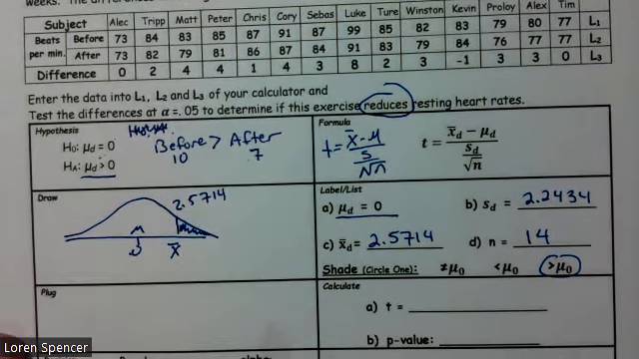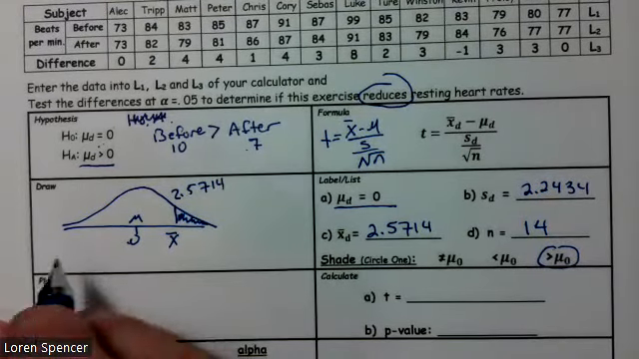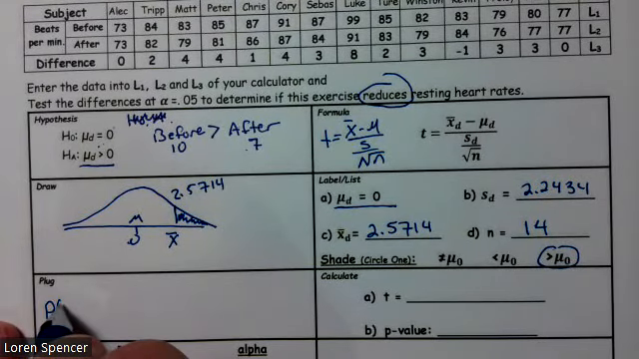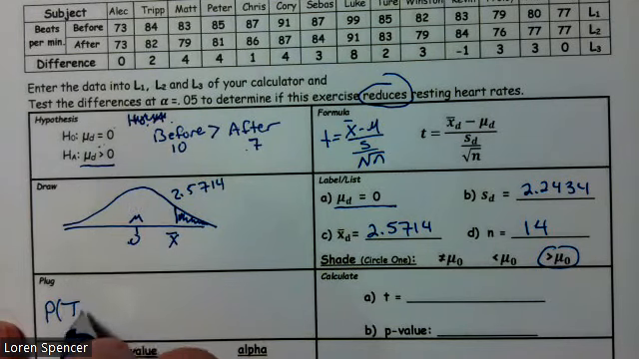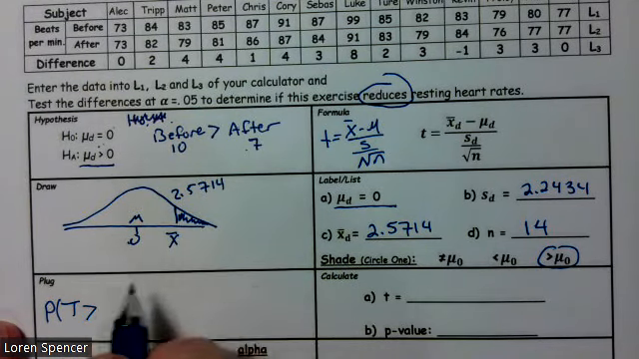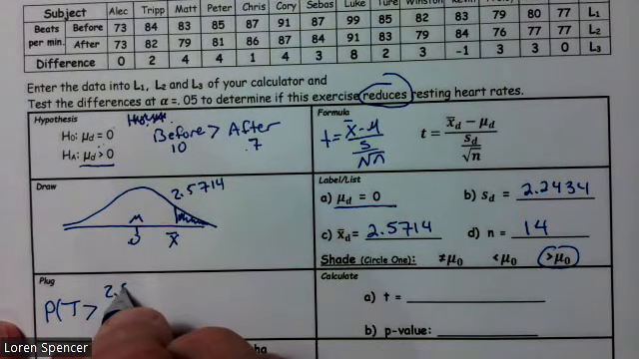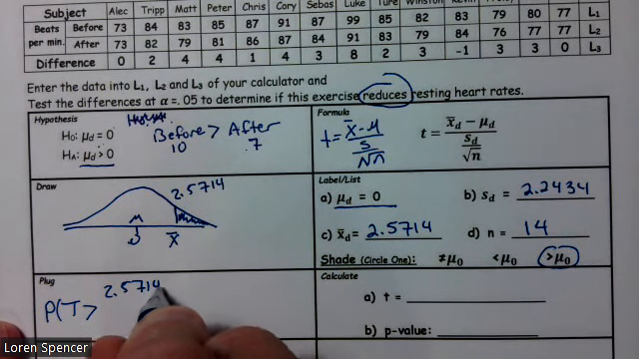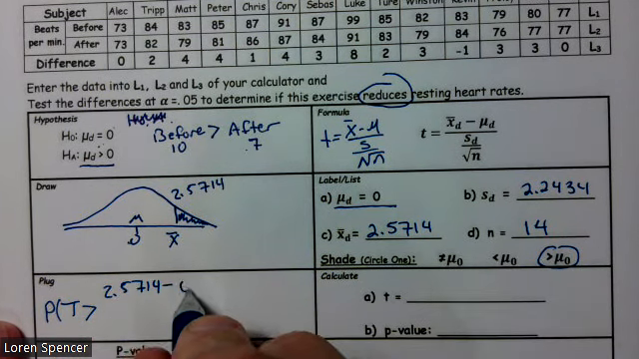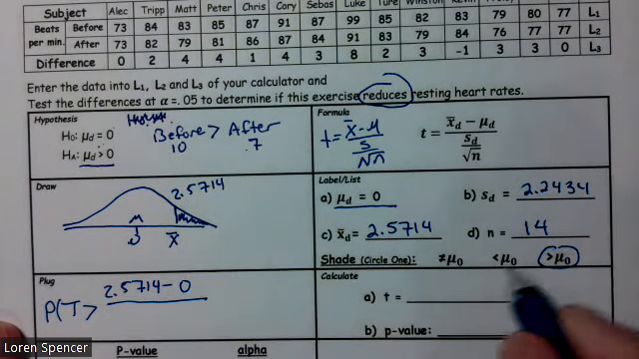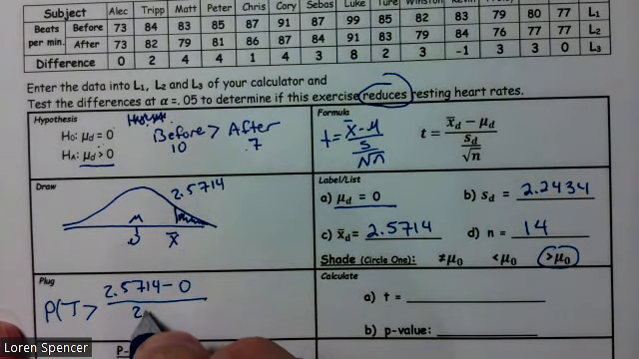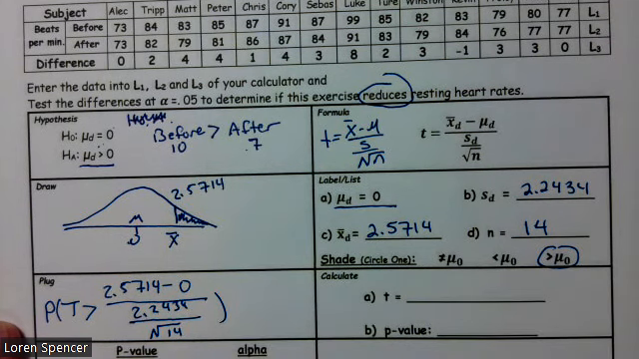So now we need to plug into our formula. We want the probability that t is greater than 2.5714 minus 0 over 2.2434 divided by the square root of 14.